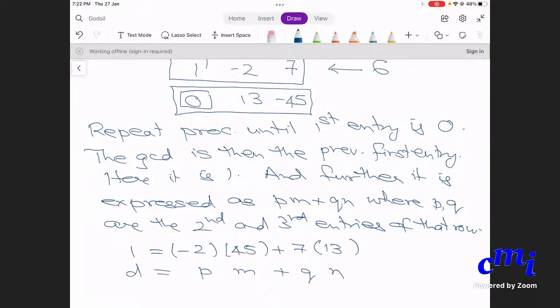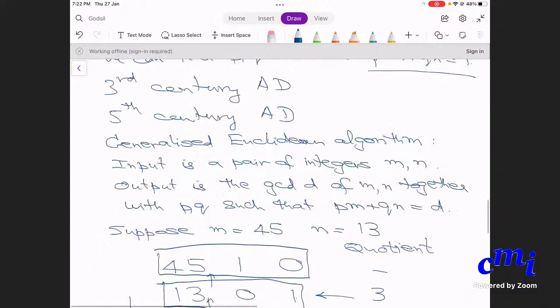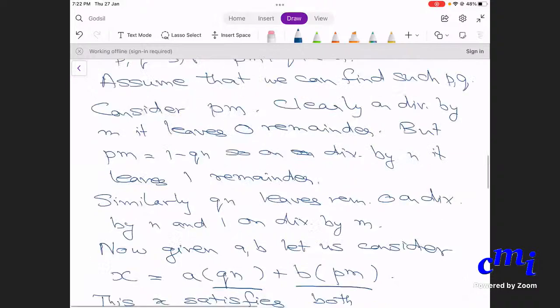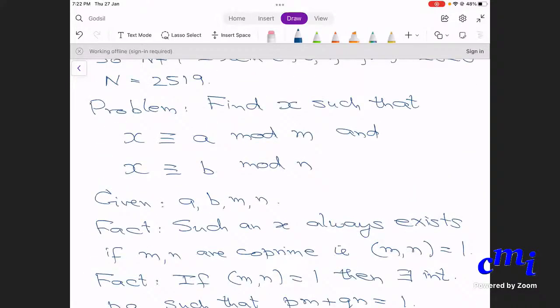This procedure is called the generalized Euclidean algorithm. I don't want to get into a proof of this. It's not very hard to prove, but this is the procedure. The generalized Euclidean algorithm will help us find P and Q such that Pm plus Qn equals 1, and thereby it helps us to solve the general problem of finding x such that x is congruent to A mod m and x is congruent to B mod n.